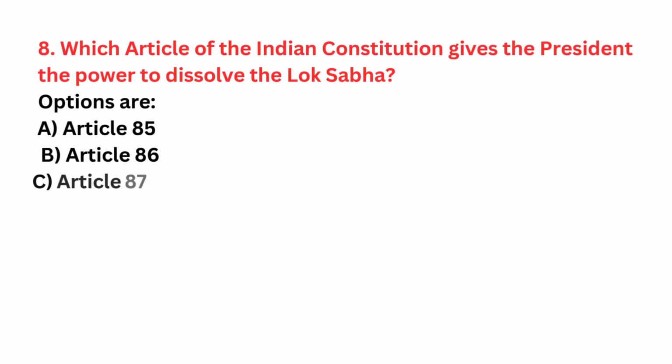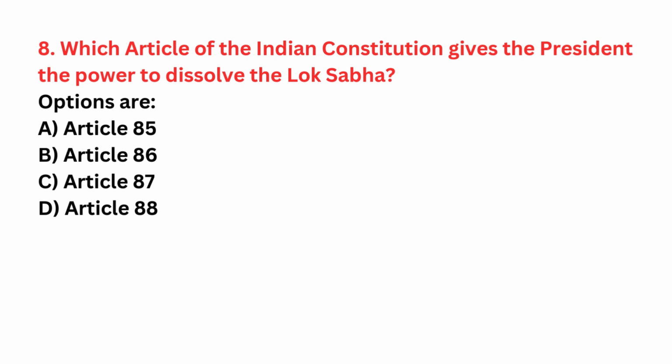8. Which article of the Indian Constitution gives the President the power to dissolve the Lok Sabha? Options are A. Article 85, B. Article 86, C. Article 87, D. Article 88.